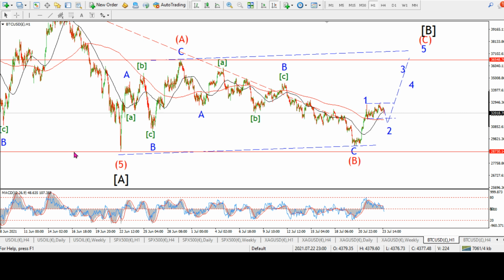Slight higher low. Fit within a trend channel suggests at least 37,000 probably for wave B to complete, or sorry, wave C of B to complete. So we're looking for 5 waves up over the next couple of weeks to complete wave C of B, and then we'll turn the focus to the downside again in wave C.